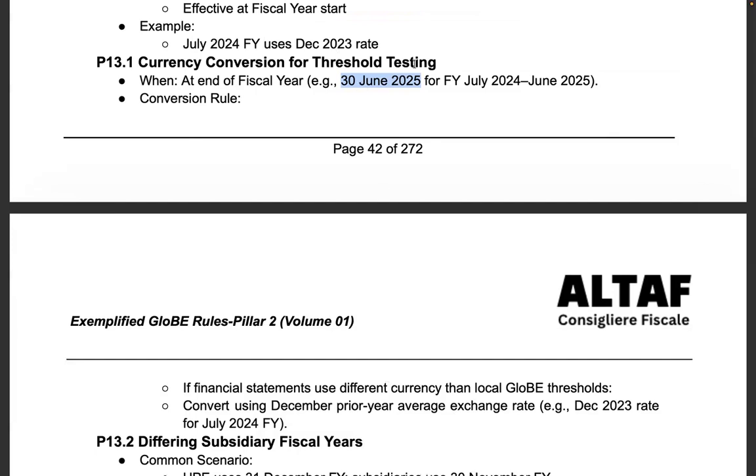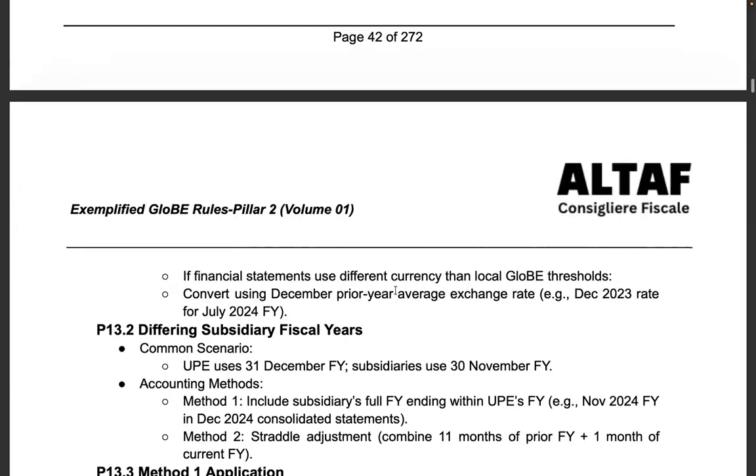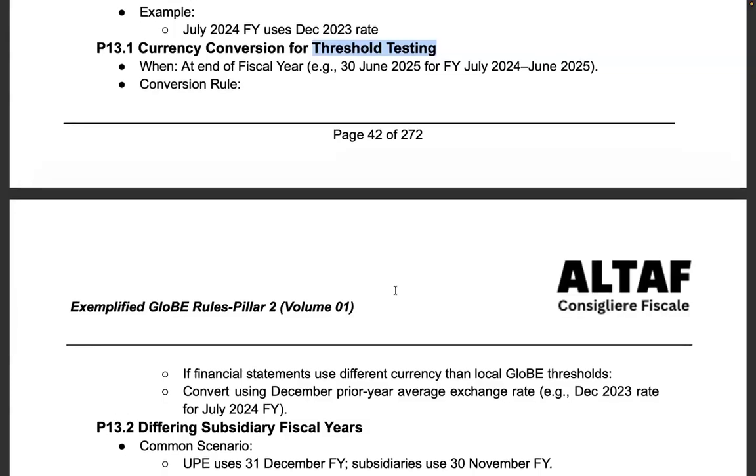Although this whole discussion of currency conversion, or actually translation, is for threshold testing, and it happens when the functional currency is different from the reporting currency. So in case of uncertainty, we take the December last year average rate and apply it to the current year in progress. Then at the end of the year, when the year completes, we simply consider the last day, the cutoff date, the rate prevailing on the year end date.